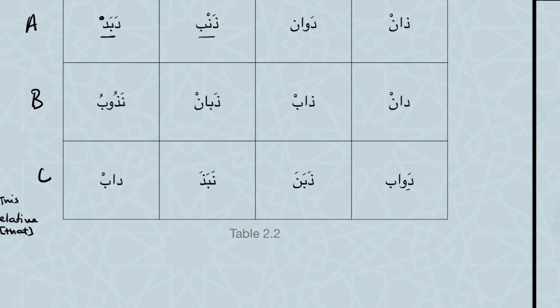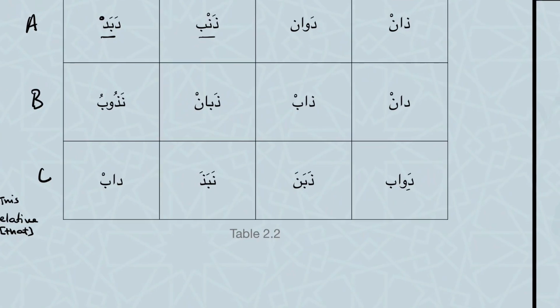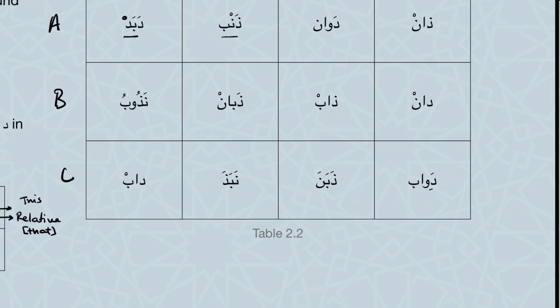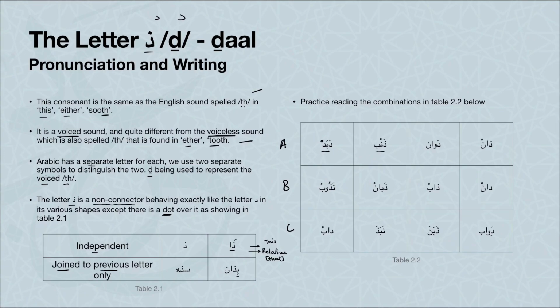But we will jump to row C, and we would say it's dawab. There's also dhabana, and nabada, and there is dab. Okay. I think the letter dal, because it exists in English and it's a very common sound, is not that difficult to grasp. It's not that difficult to pronounce.